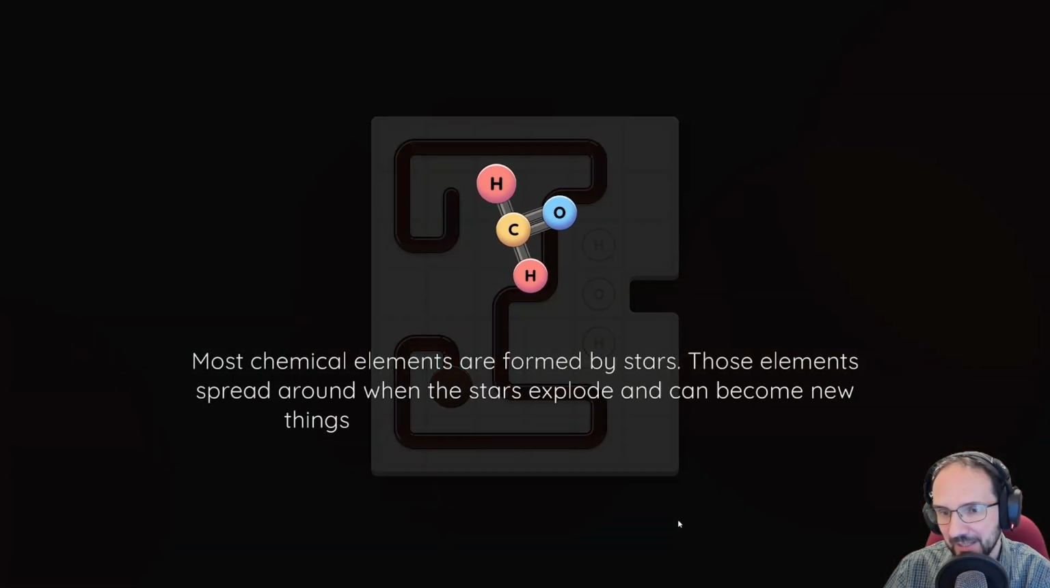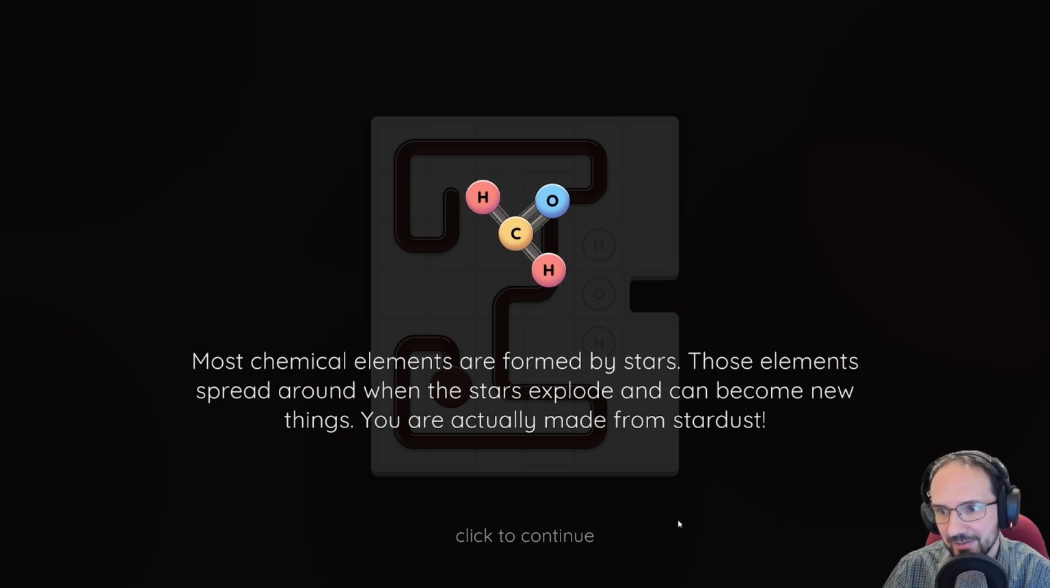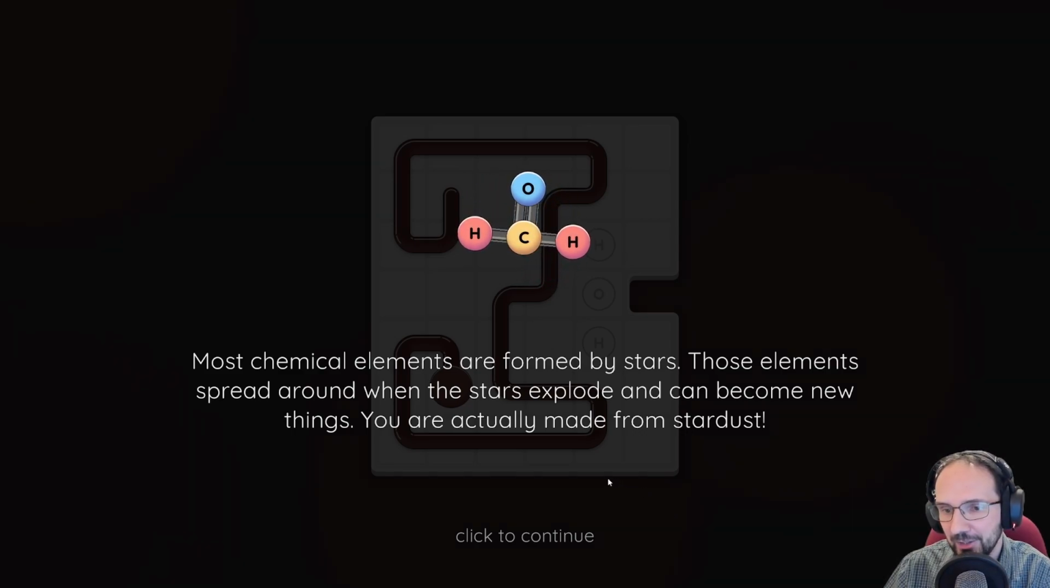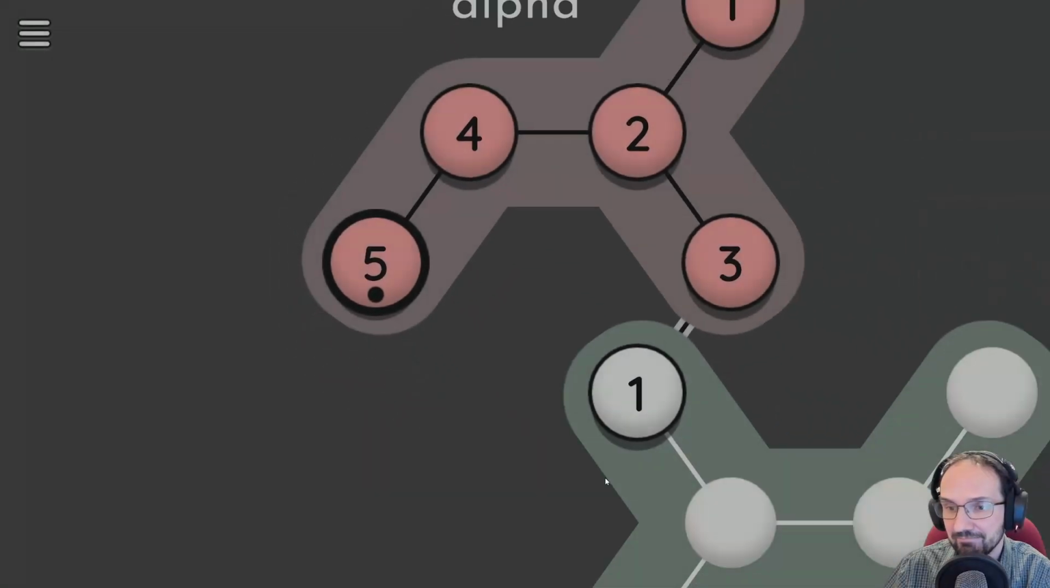Nice. Most chemical elements are formed by stars. Those elements spread around when the stars explode and can become new things. You are actually made from stardust.